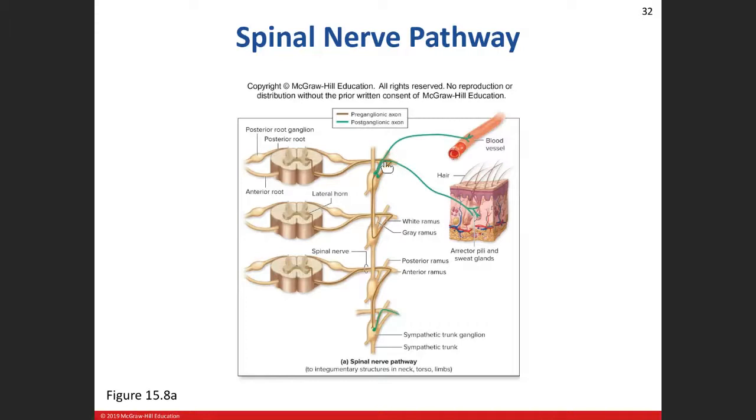This is showing you it leaving through the posterior or dorsal ramus, affecting the blood vessel there, but it leaves back out to that spinal nerve and affects the tissues on the same level. All right, that's the first pathway.